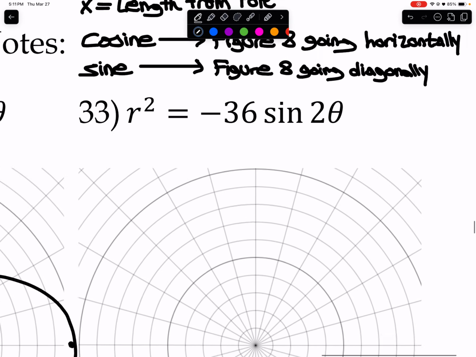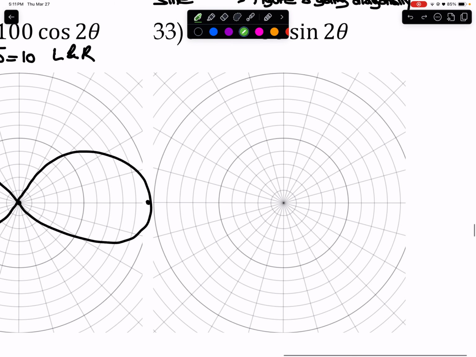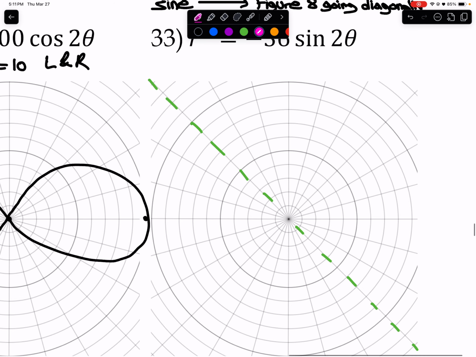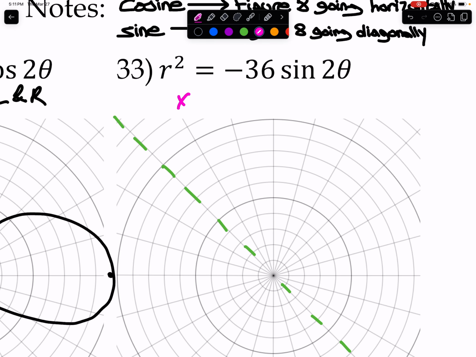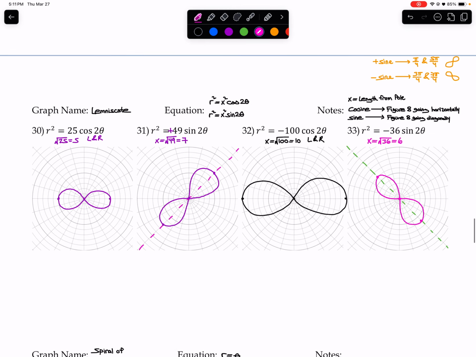Now for 33. Same idea, but this one's negative, which means it's going to follow the 3 pi over 4 going in the direction of 7 pi over 4. My x value will be the square root of 36, which means I'm going to have a distance of 6 on either side. So I'm going to do a distance of 6, a distance of 6, and then my graph will look like that. Ta-da! So there's your lemniscates, which are figure eights.